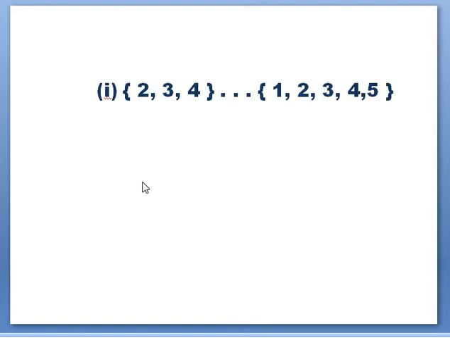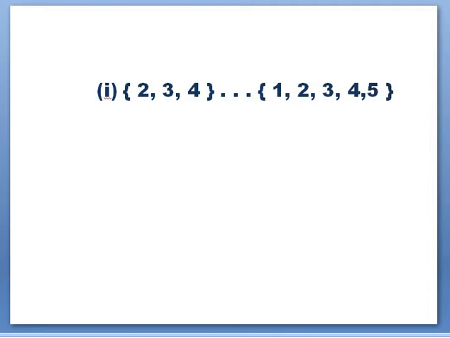Now, let's see the elements of the sets. In the first set, the elements are 2, 3 and 4, and in the second set, 1, 2, 3, 4, 5. If you notice, the elements of the first set, 2, 3, 4, are also elements of the second set. Do you remember the definition of a subset? In the definition of a subset, it is clearly given that any set whose elements are elements of another set.